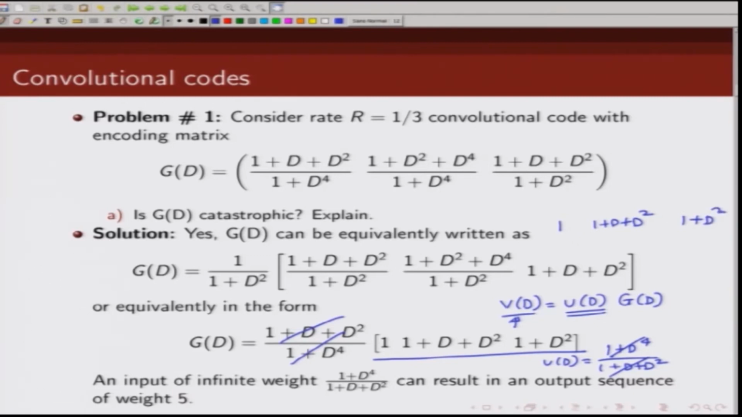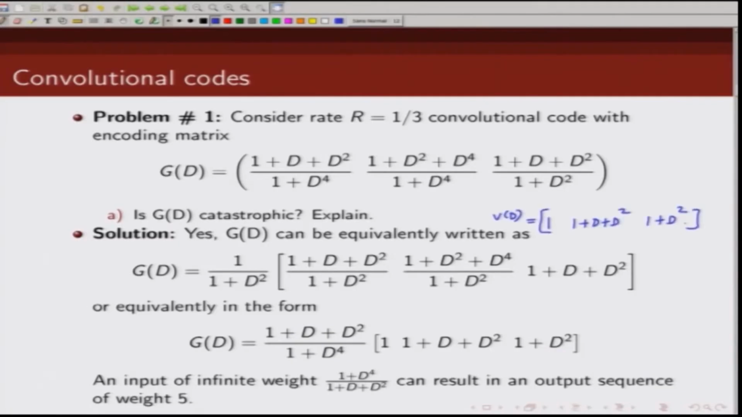And what is the weight of this? So, note here, the input that will cause this output is given by 1 plus d4 by 1 plus d square, right. Now, we can expand this.